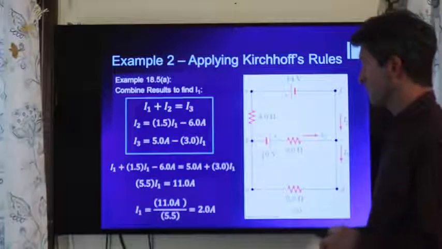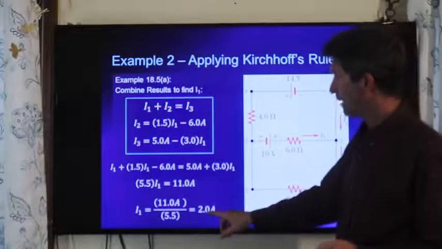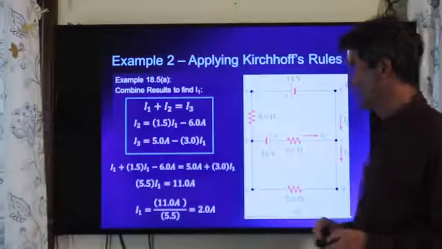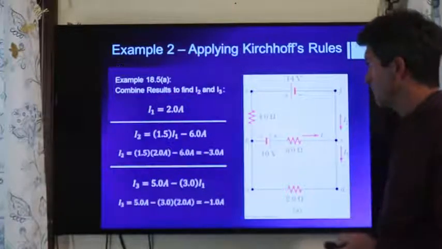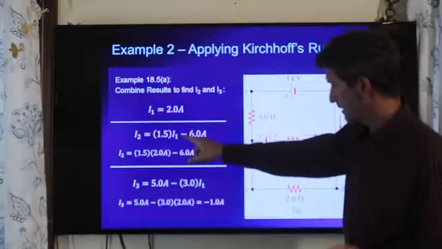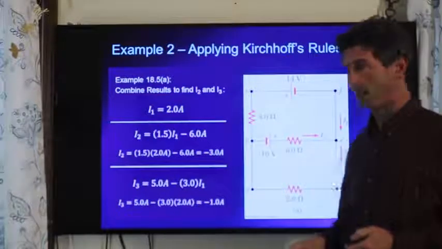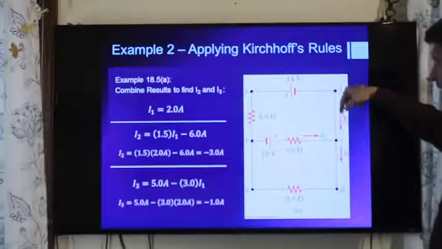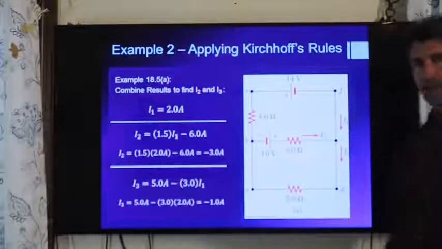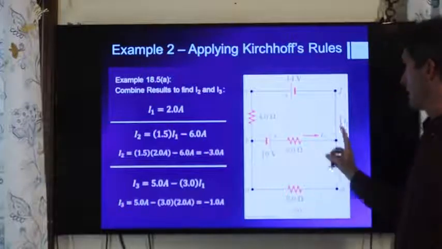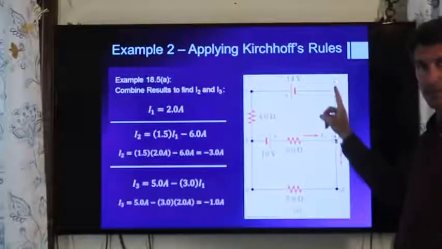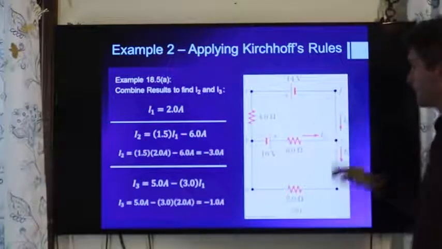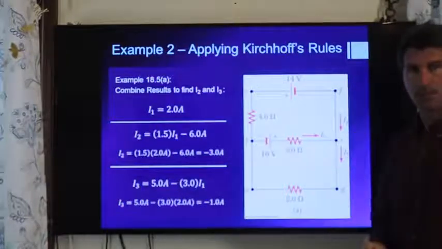That one works. So with I1, I'll plug it into this equation for I2. I1's 2 amps, plug it in here. Oh, negative 3 amps. So again, I2 is negative 3 amps in this direction, which more properly means I2 is going this way. So 3 amps going this way.